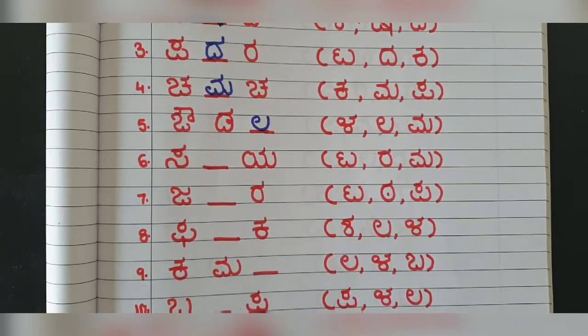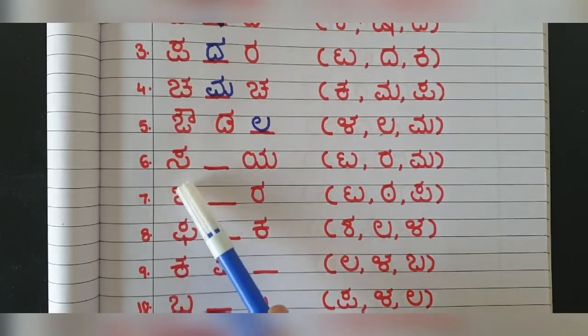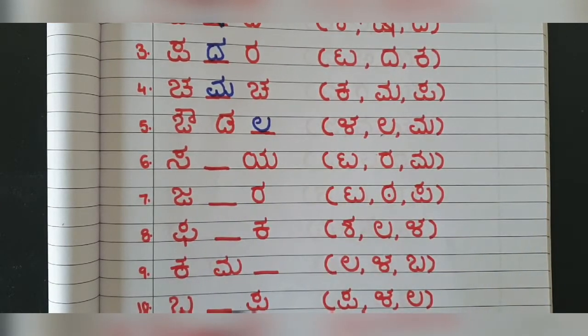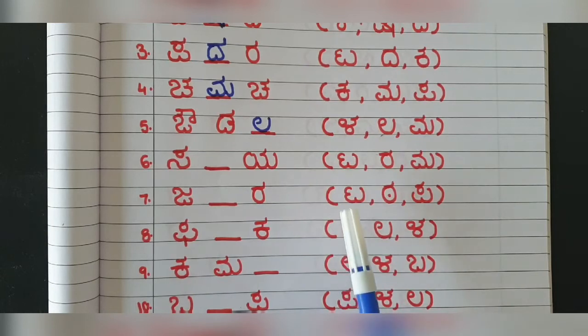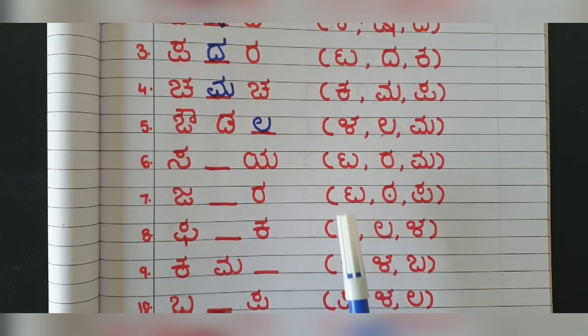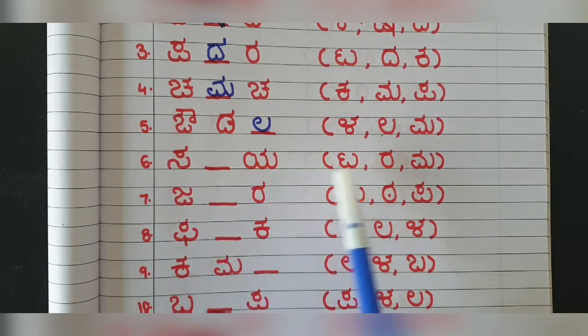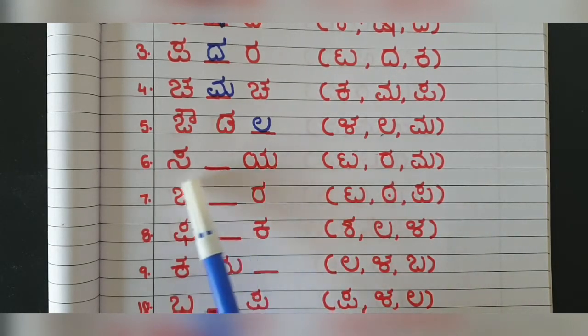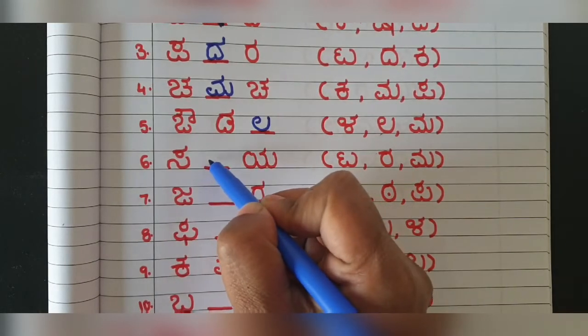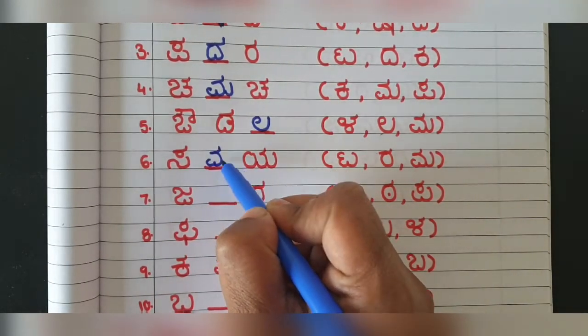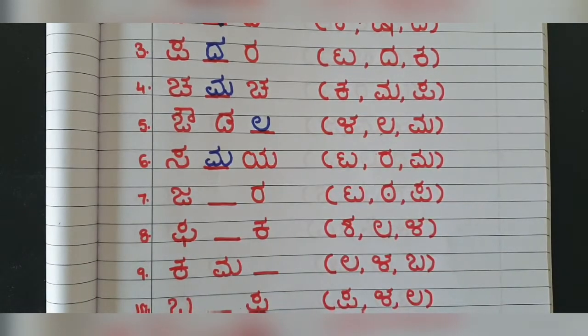So let's go to the next word, which is sa dash ya. So we'll try with all the letters now. Sa ta ya. No, it doesn't make sense. We have not heard something called sataya in our videos. So let's go to the next letter, which is sa ra ya. No. Samaya, right? Samaya means time. We have learned this word samaya, right? Samaya means time.